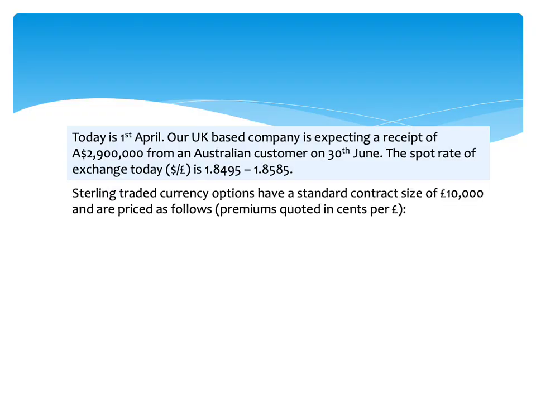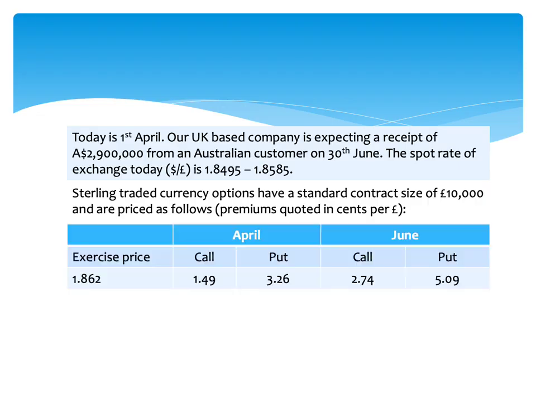Sterling traded currency options have a standard contract size of £10,000 and are priced as follows. So what they've given you is a premium table. You'll always get one of these premium tables if you are looking at traded options, because this is what the bank will charge you for issuing the options in the first place. So we've got a number of different options there. We've got April and June options, and we've got call and put options as well.